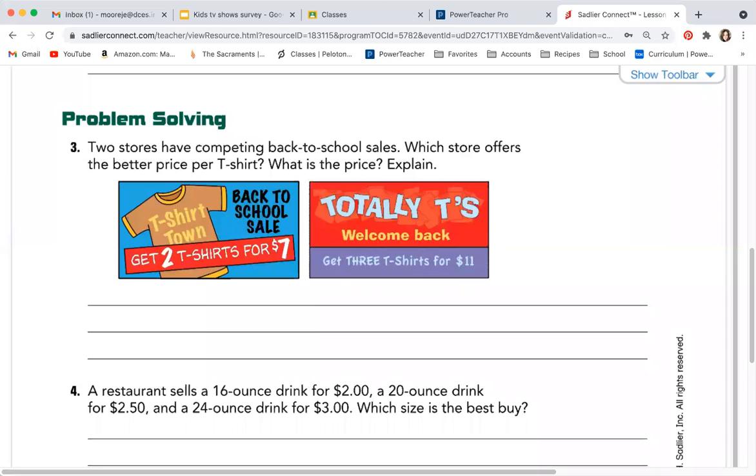Totally Tease. So, yes, Totally Tease. Who shops at Totally Tease? Shane does. T-shirt Town. Who likes T-shirt Town better? T-shirt Town sounds more fun.